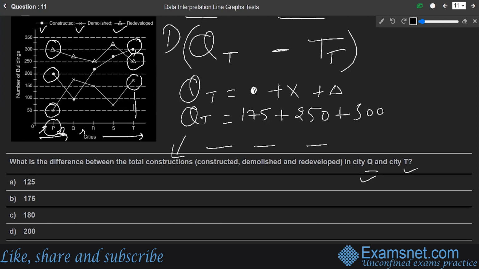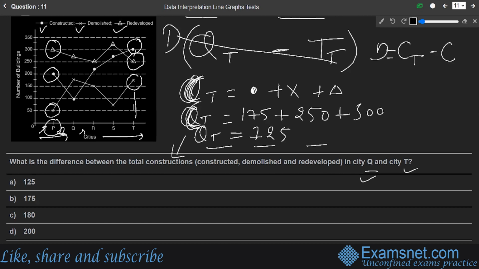So this is the total construction for the city T: 175 plus 250 plus 300. If we add them together, the value becomes 725. So the total construction done in city T is 725. The difference is the total construction in city T minus the total construction in city Q. This is what we have to do.